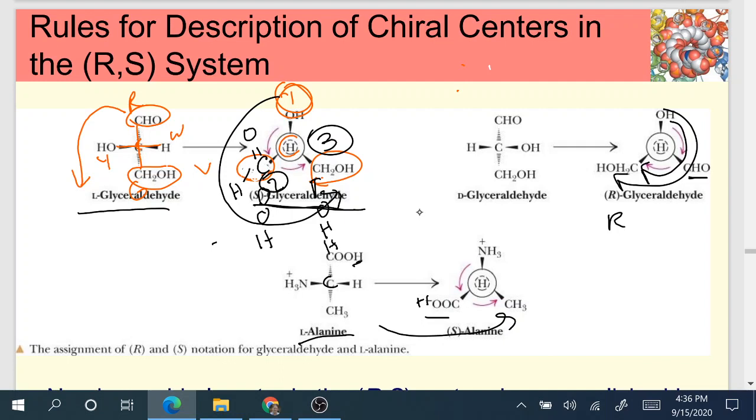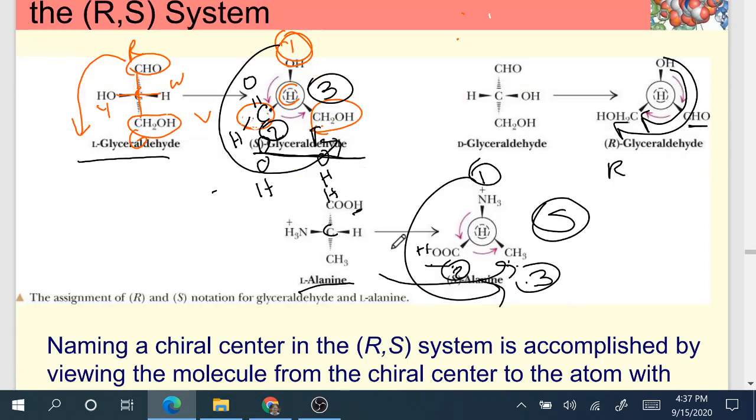And so we have nitrogen is number 7, carbon is number 6, and carbon is number 6. So we've got carbon versus nitrogen. Nitrogen is going to be priority number 1. Then we have to break the tie here. This carbon has oxygen, oxygen, hydrogen. This carbon has hydrogen, hydrogen, hydrogen. So this is going to be number 2, and this is going to be number 3. So the progression of rotation is 1 to 2 to 3. So this is S-alanine. Okay.